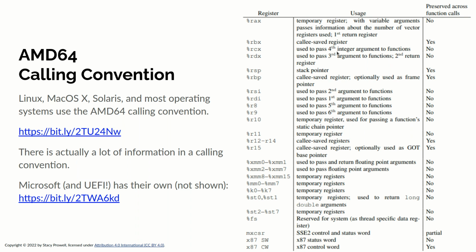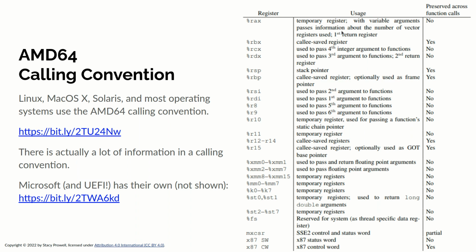RCX is the fourth. This is sounding like the sequence we use to pass arguments to a system call, and in fact it's almost the same, with a slight difference. We can pass floating point arguments. They go in XMM0, XMM1, 2, 3, 4. Those are used to pass the floating point arguments.